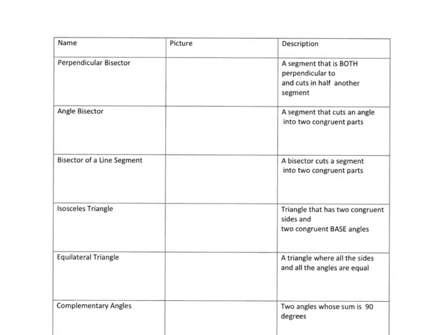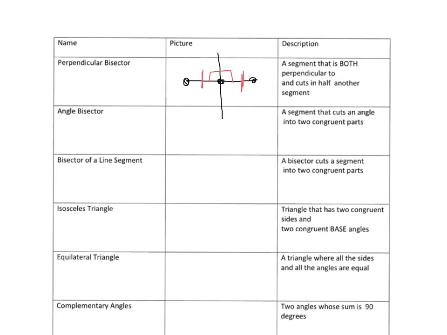All right, so the next one, a perpendicular bisector, a segment that is both perpendicular to and cuts another segment in half. So right here, the perpendicular bisector would make right angles and would cut this segment into two congruent parts.